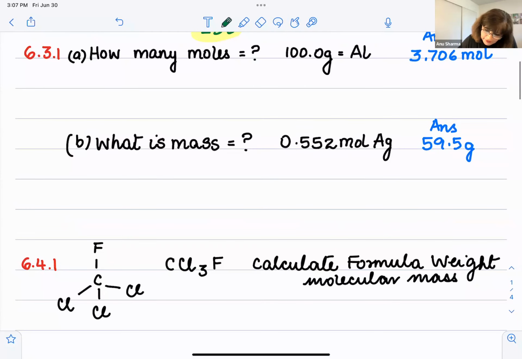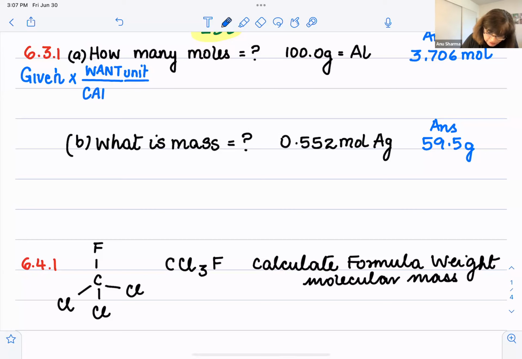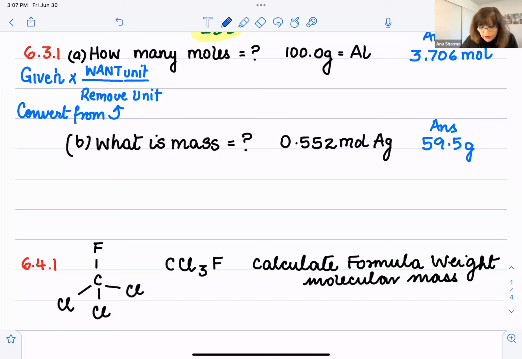So here we are given 100 grams of aluminum. So always write down the given, whatever is given to you, times a conversion factor in which the units that you want go on the top, and the units that you want to remove, the units you are converting from, go on the bottom. So the convert-from unit goes on the bottom. Okay, and this is the unit that you want to convert to.